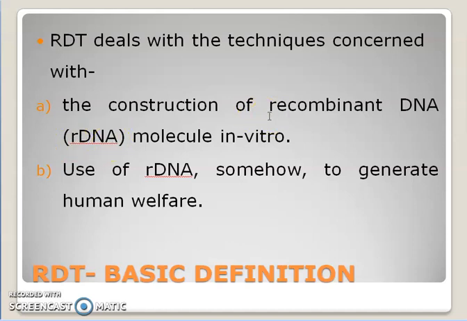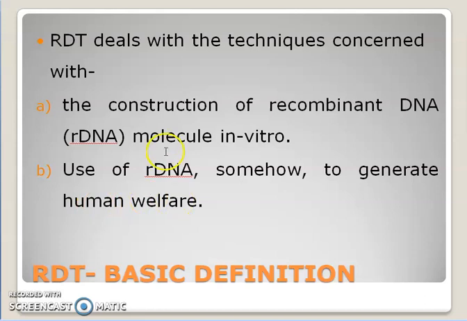And this rDNA is created in vitro. It means within an artificial environment, within glasswares, within the laboratory. So this is the first basic or primary objective of RDT, that is the construction of recombinant DNA molecule in vitro. And after the construction of recombinant DNA, the second important objective of RDT is the use of that rDNA, by using some strategy, to generate some sort of human welfare.